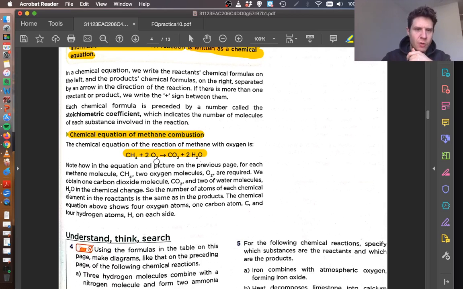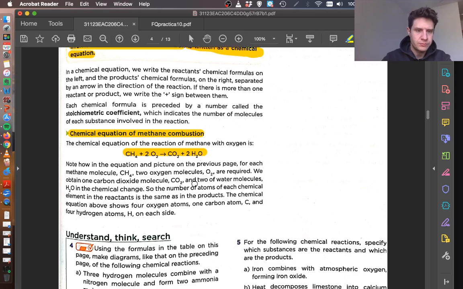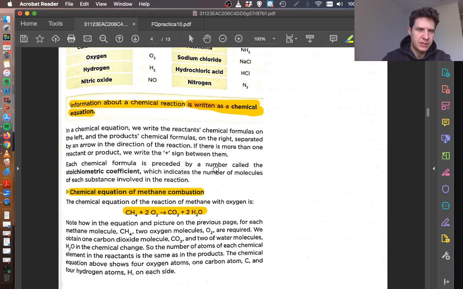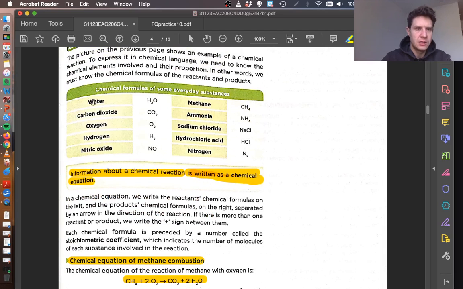So this is a requirement. The methane is not going to react with only 1 molecule of oxygen. We need 2 molecules of oxygen to make methane work as a reaction. Good. Let's think. Using the formulas in the table here that we need to learn, this is very simple. We went through it in the formulation topic.